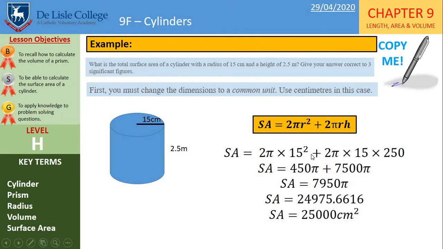Now, the minimum amount of working you should be doing is this line here, the first line. It's always really useful to write down the value from your calculator just in case you make an error with rounding, and then write the final answer.